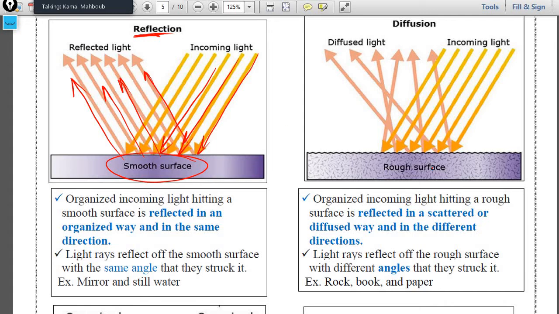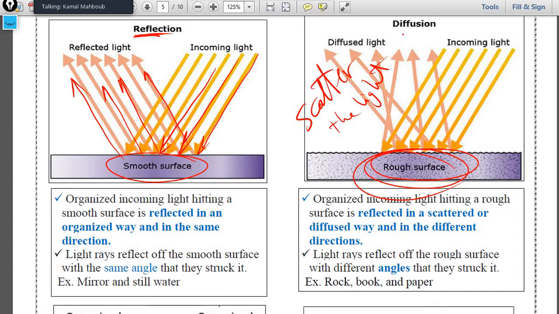But on the other hand, with rough surfaces, the light is not reflected at the same angle or in the same direction. The rough surface scatters the light.